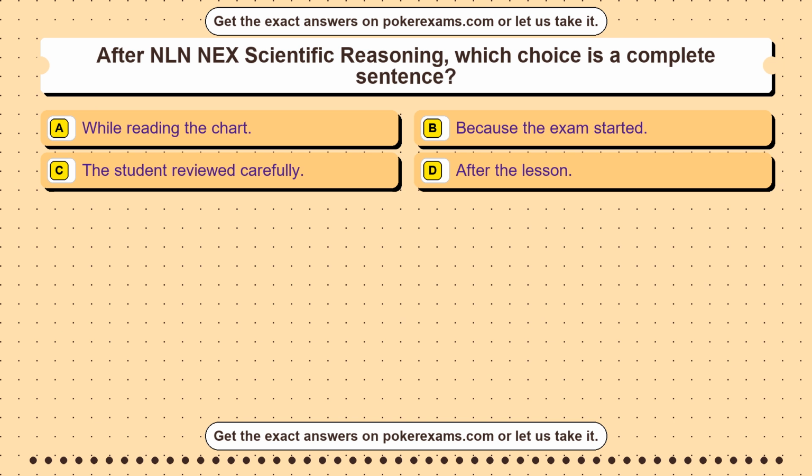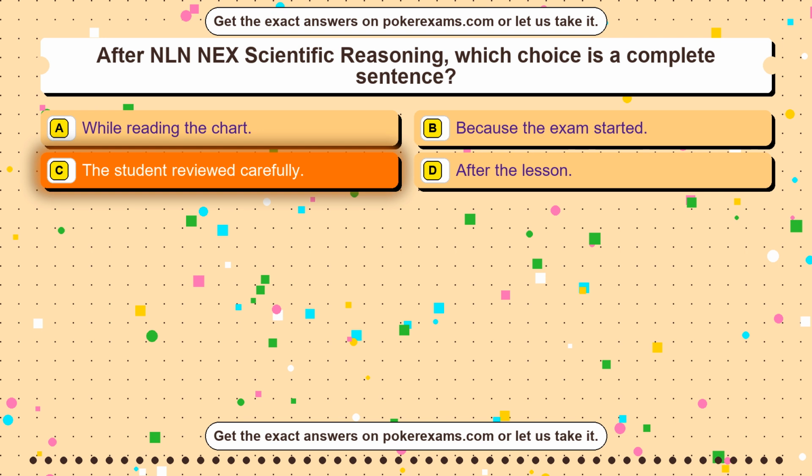Question 16. After GED science practice test, which number solves x minus 4 equals 9? Option A 36. Option B 5. Option C 13. Option D 9. The correct answer is option C.